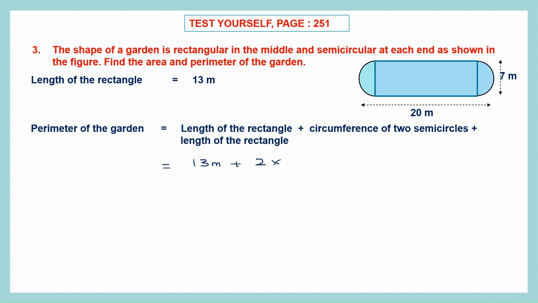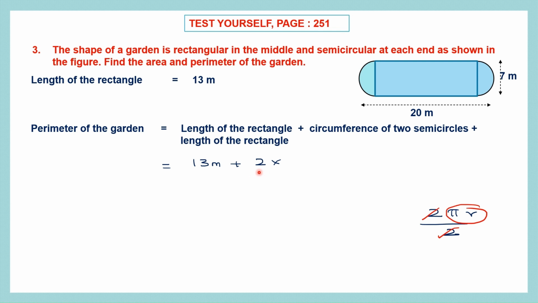semicircles? Now the formula for circumference of a circle is 2 pi r, isn't it? So this is for a circle. A semicircle is half of it. So that means divided by 2. So here when you cancel, what is left is only pi r. So pi r is the circumference of a semicircle.